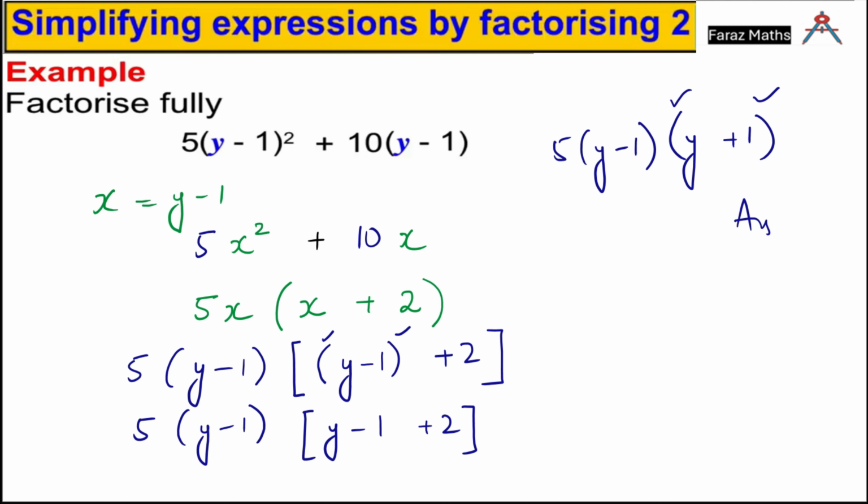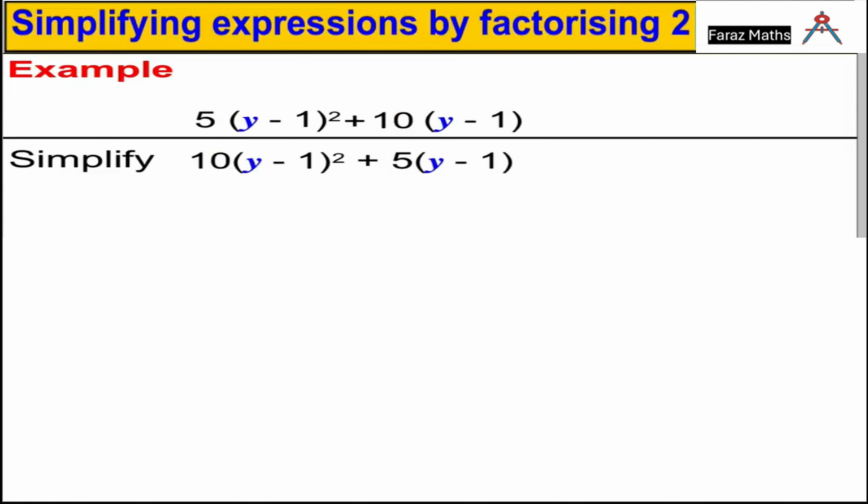Okay, coming to the next question. So we already know how to factorize 5 bracket y minus 1 whole square plus 10 bracket y minus 1. In the last slide we already did this. Now we are doing another question, and it is 10 bracket y minus 1 whole square plus 5 bracket y minus 1. So what we have to do, we have to take HCF first between numbers. In between 10 and 5 the HCF is 5, and in between y minus 1 whole square and y minus 1 power 1 is the HCF. Okay, you have to just keep whole bracket and then make a square bracket.